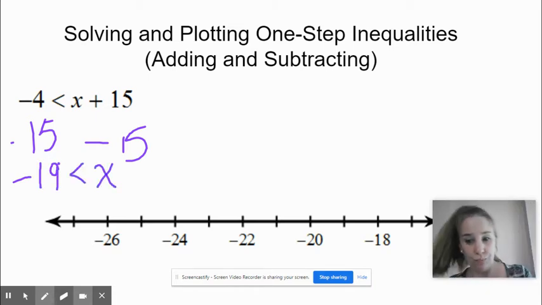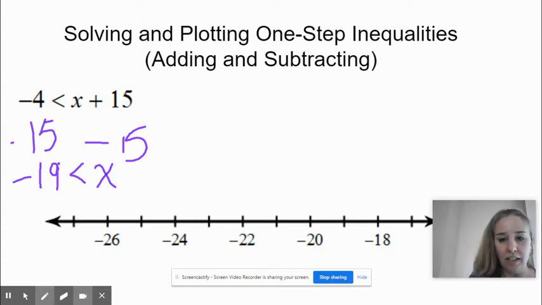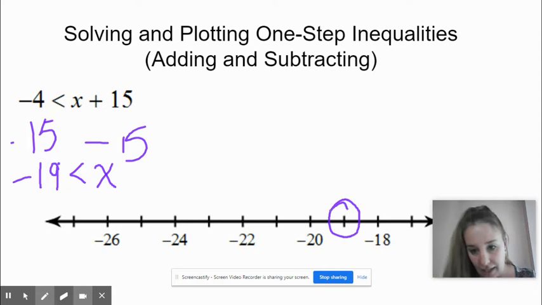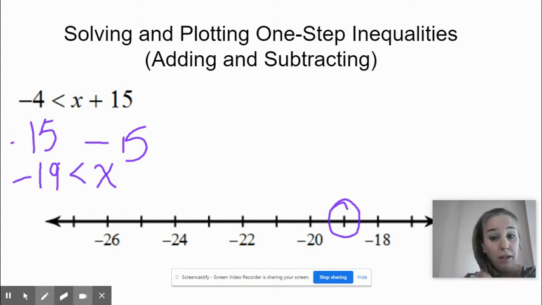And again, this is where that little arrow trick no longer works, right? So negative 19, that's between negative 18 and negative 20, right? Because we're in the negative land of the number line. It goes negative 18, negative 19 that I just circled, negative 20. So you have to ask yourself, x, that represents my solution set. Is x the bigger one or the smaller one? X is the bigger one.